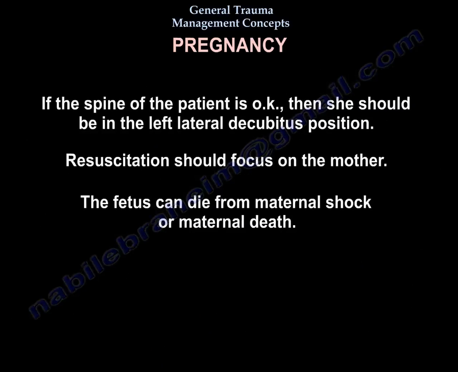If the spine of the patient is okay, then she should be in the left lateral decubitus position. Resuscitation should focus on the mother. The fetus can die from maternal shock or maternal death.